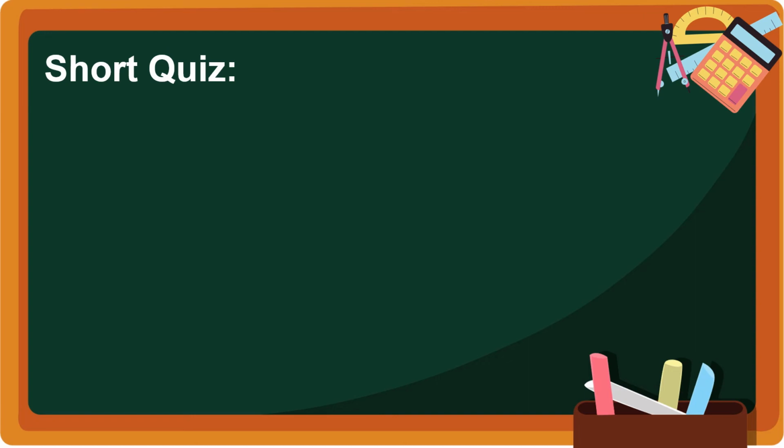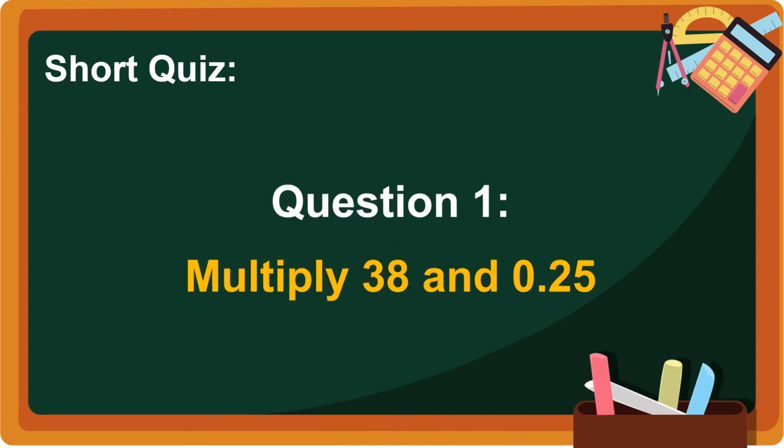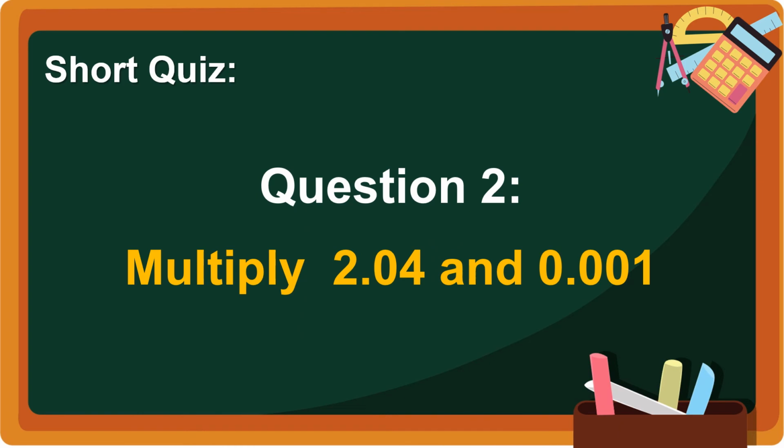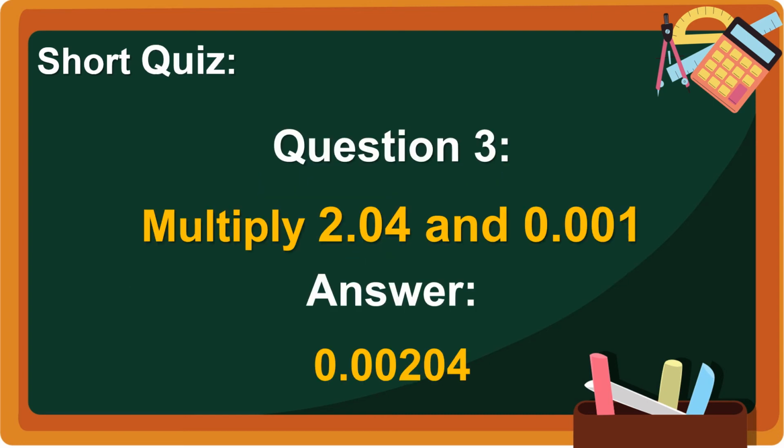Let us have a short quiz. Question number 1. Multiply 38 and 25 hundredths. You may pause the video while answering. The answer is 9 and 5 tenths. Question number 2. Multiply 2 and 4 hundredths and 1 thousandth. You may pause the video while answering. The answer is 204 hundred thousandths.